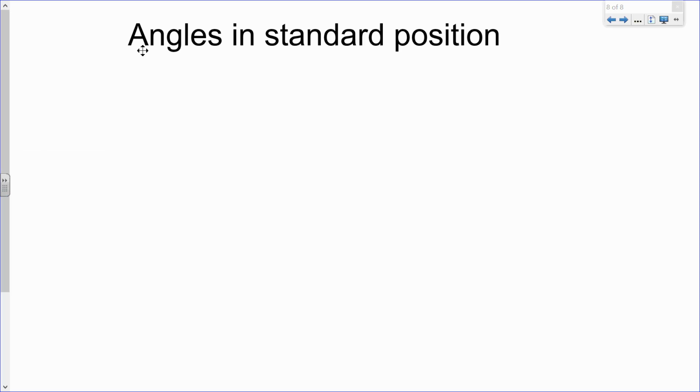Here we go. Give me a y-axis. Give me an x-axis. Give me a dot at the origin.